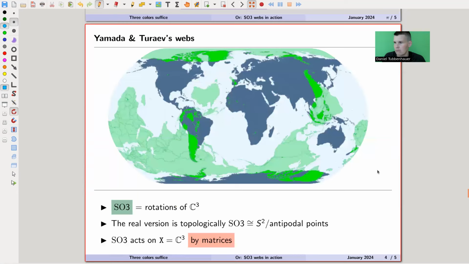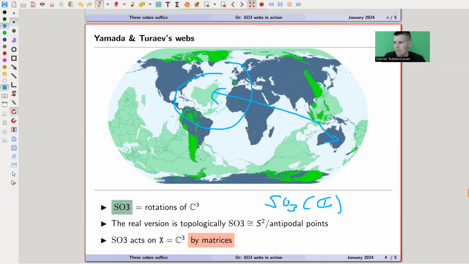Okay, and the point is we take rotations SO3, special orthogonal matrices, 3x3 matrices with complex entries. You can think of these as rotations of 3-space. I just need complex numbers to have an algebraically closed field. But if you want, you can think of the real SO3, which is topologically S2 mod the antipodal map. This is my favorite picture of the antipodal map, because Australia under the antipodal map gets very wet, since it fits very nicely into the Atlantic Ocean.